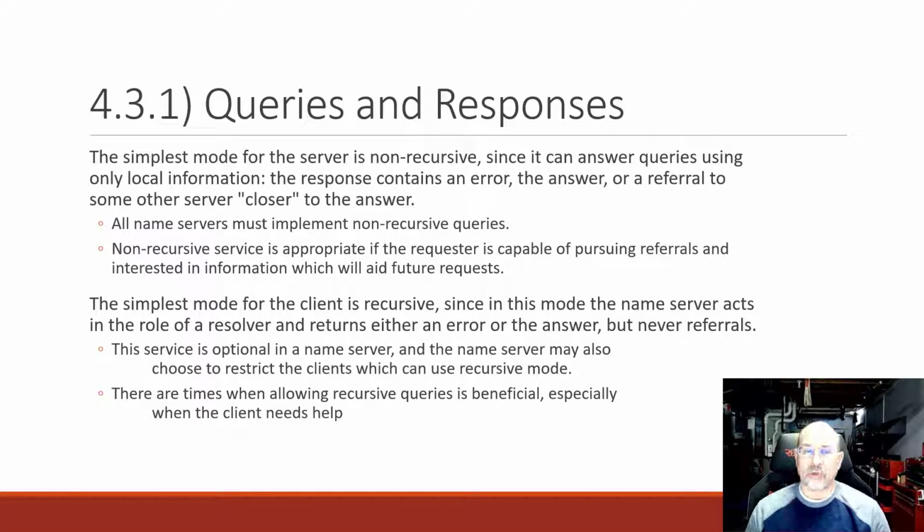So all name servers must implement non-recursive queries, meaning that they're not going to do the extra work. Now, it's optional then to turn on recursion for the server. So this is the case where the server says, I don't know the answer, but let me see if I can find out. So that's why it's optional, because you're asking the server to do a lot of extra work. And you can sort of imagine that a busy name server is not only trying to answer direct queries, but now trying to find answers to queries that it doesn't have either cached or in its zone files.